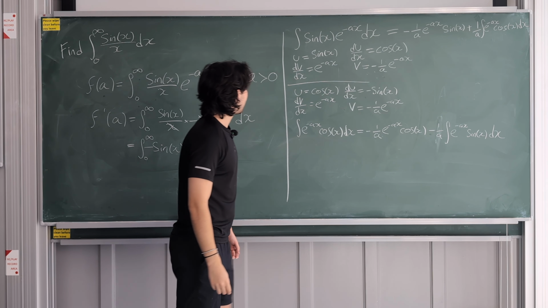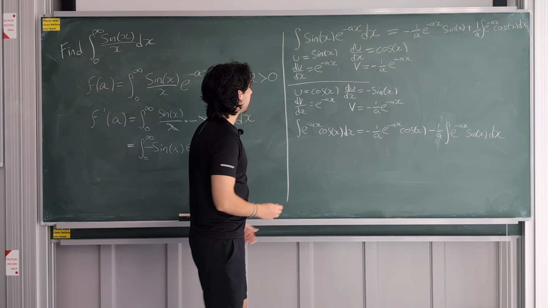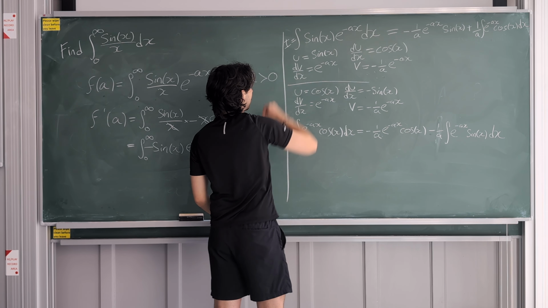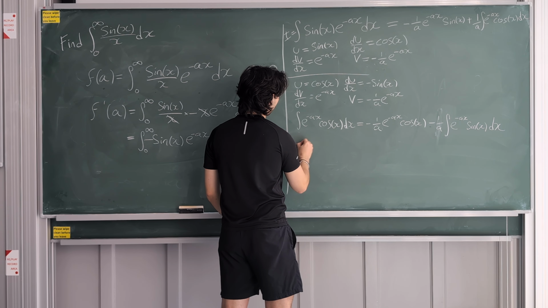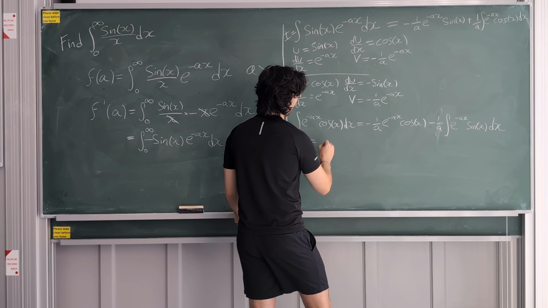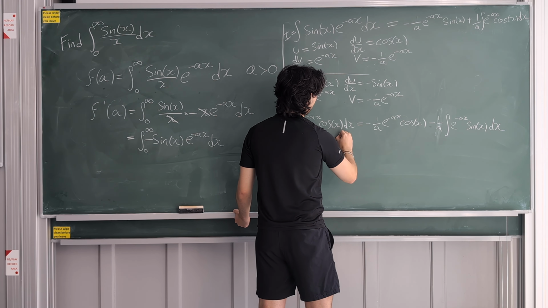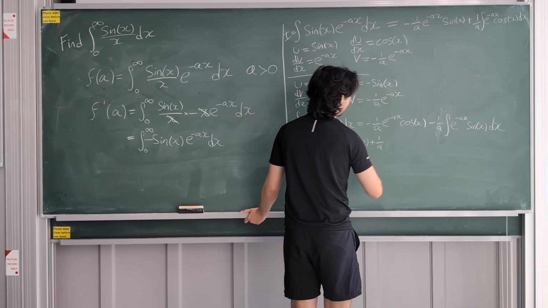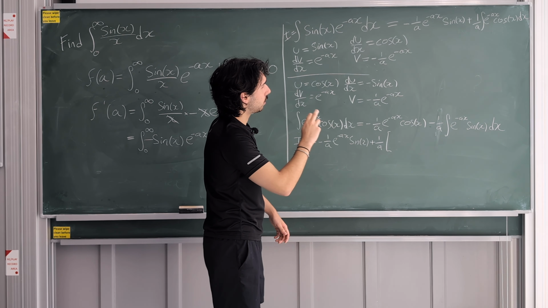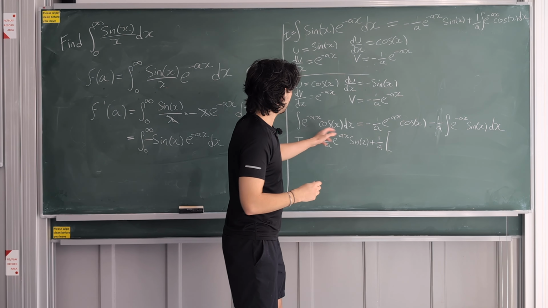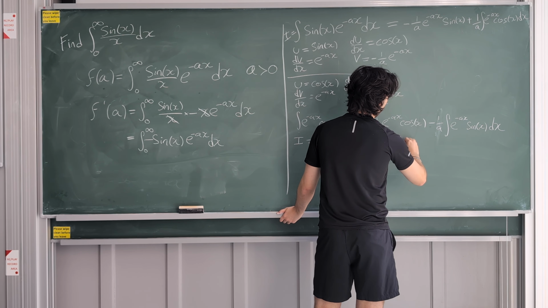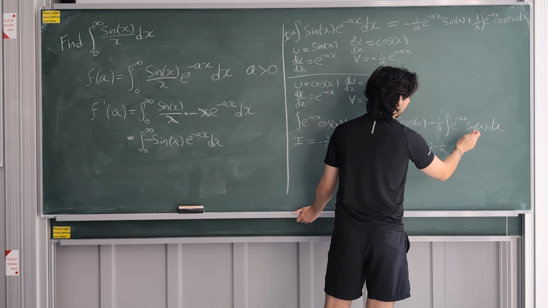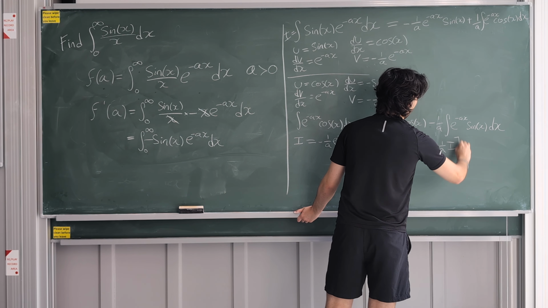Okay. Now we can see that we have this cyclical thing. If I just rename the integral of sine x e to the minus ax, if I just call this thing I, just for a second, just to make my life a bit easier, then we have that I is equal to minus 1 over a e to the minus ax sine x plus 1 over a times that integral, the integral of e to the minus ax cos x, which is minus 1 over a e to the minus ax cos x minus 1 over a times, and this is I again. And that's why I've done that.